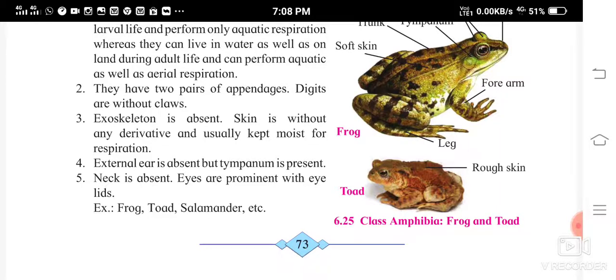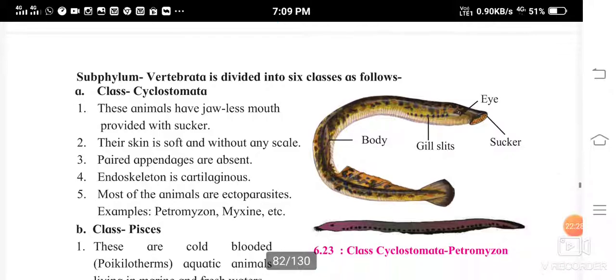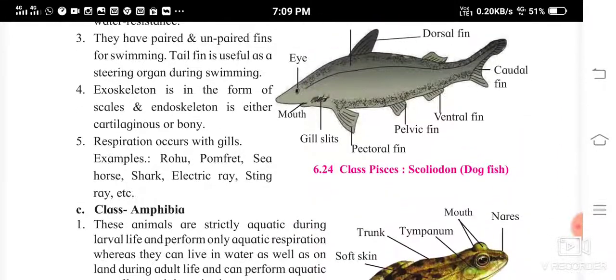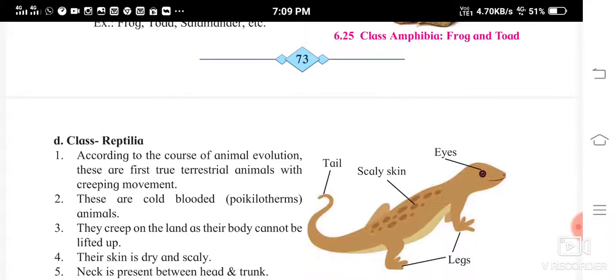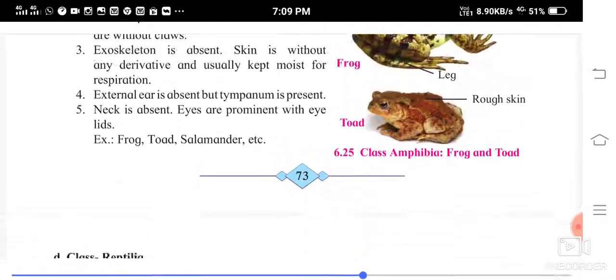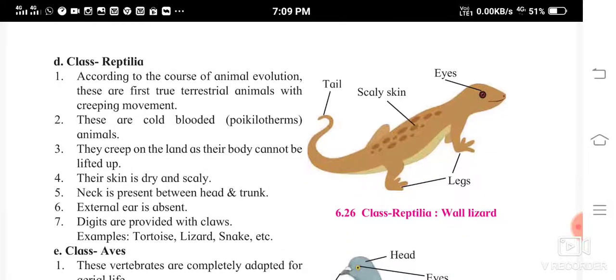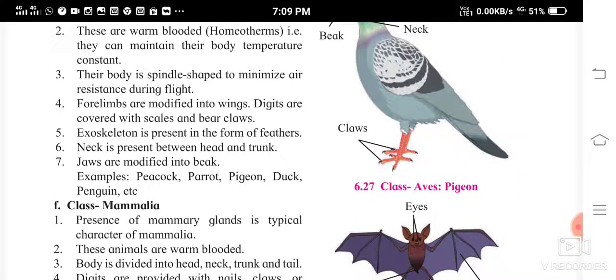External ear is absent. There is no external ear, but remember there is a tympanum. Neck is absent. There is no neck in the frog. Eyes are prominent with eyelids. So see, these were the general characters of the three classes: Cyclostomata, Pisces and Amphibia. But there are a total of 6 classes, right? So let us study reptilia, aves and mammalia in the next video.